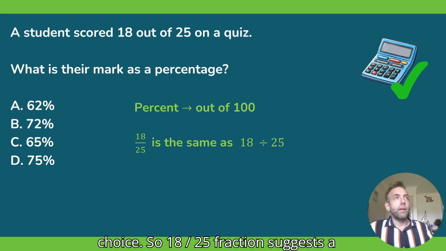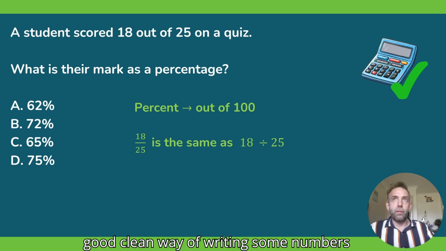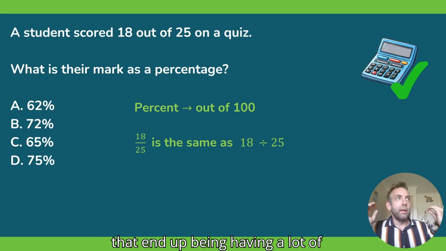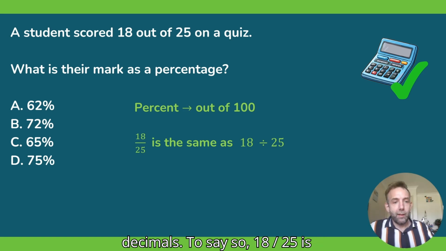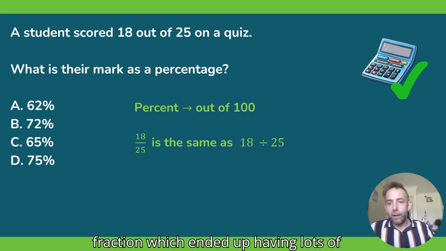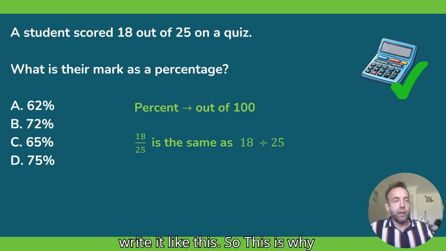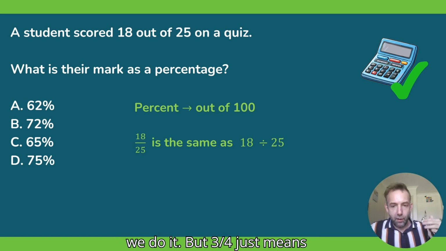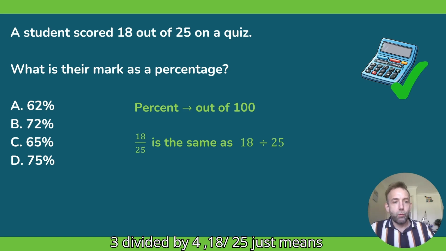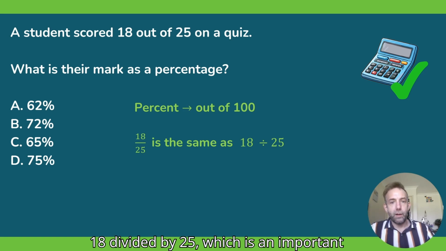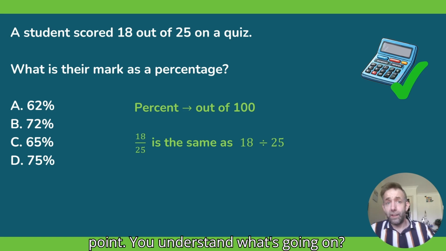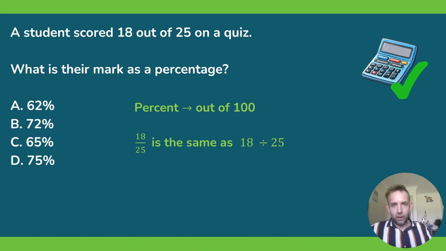Fractions are just a good, clean way of writing some numbers that end up having a lot of decimals, for say. So 18 over 25 is not too bad, but if you had a fraction which ended up having lots of decimal points, it's a lot cleaner to write it like this. So this is why we do it. But 3/4 just means 3 divided by 4. 18 over 25 just means 18 divided by 25, which is an important point to understand what's going on.